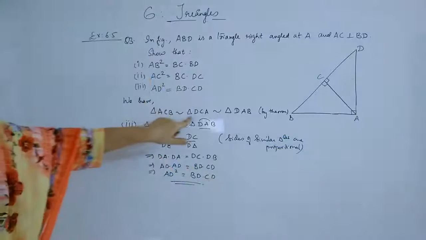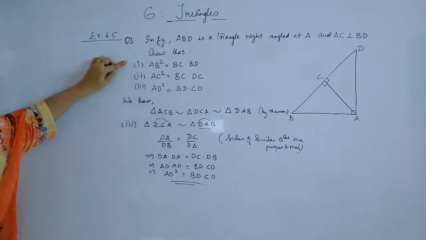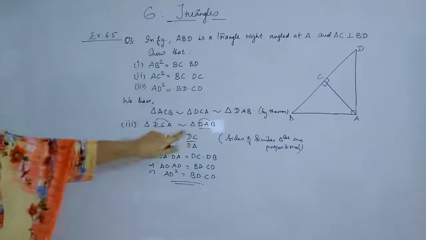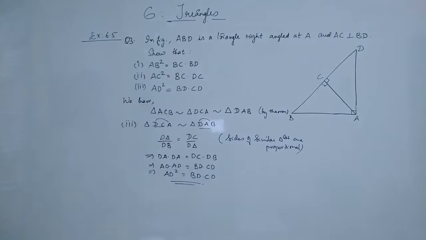Got an idea how to choose the triangles when you need to prove something? Accordingly, you have to take the triangles' similarity. Okay.